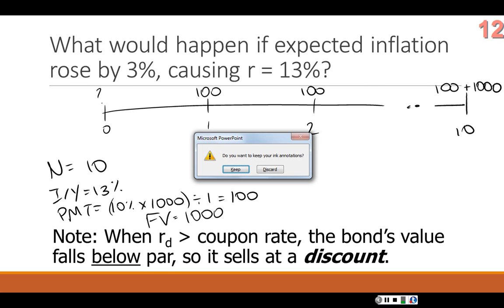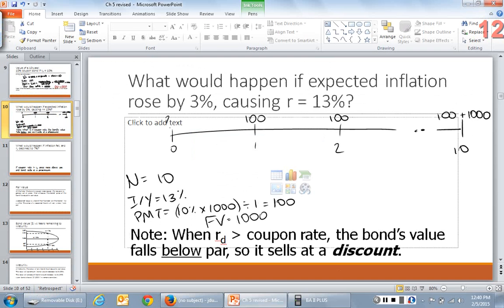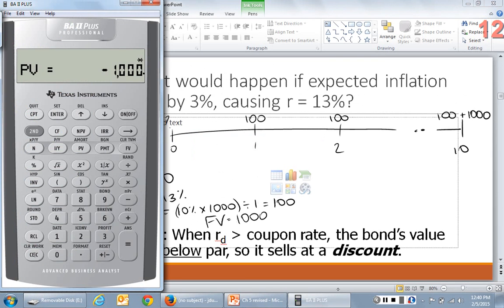So we can plug this into our calculator. The first step is to clear the time value of money. So we enter our number of periods, 10. The required return is 13%. The payment is 100. And the future value is 1,000. And we want to compute the present value.